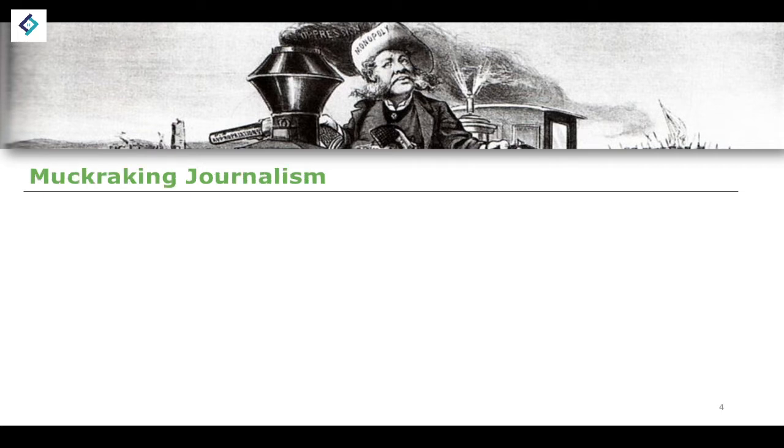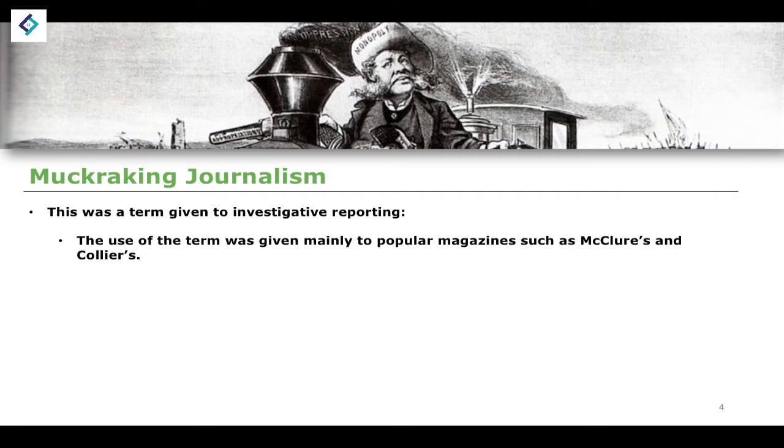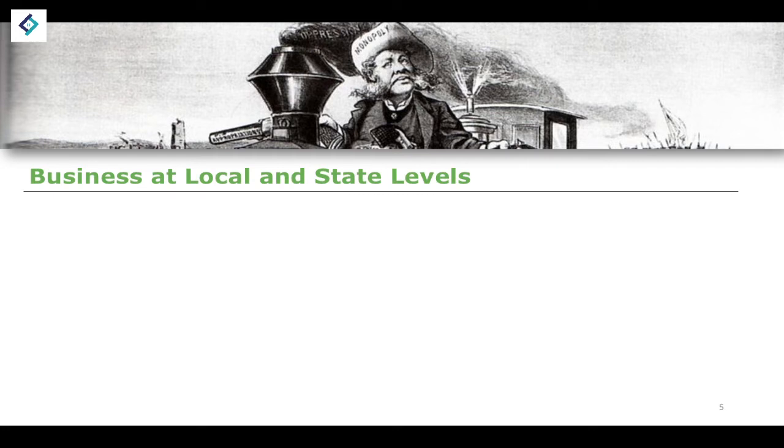Now, I made mention in the last lesson of this idea of muckraking journalism. What does this actually refer to? Well, this was a term given to investigative journalism, investigative reporting. The term was first used when given to popular magazines such as McClure's and Collier's. These were individual magazines that were involved with investigative reporting and investigating unfair business practices and corruption and political processes and political reform, all of these different things. This becomes known as muckraking journalism.